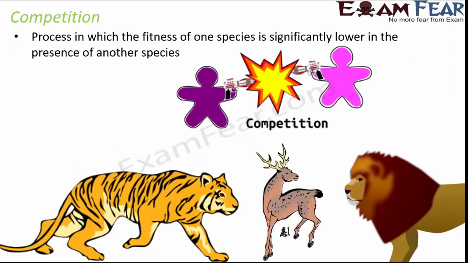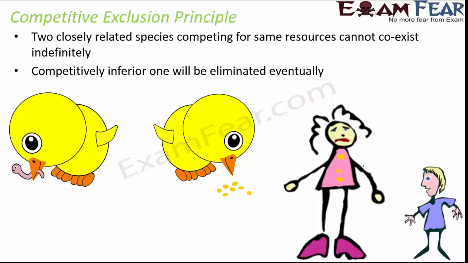Next is competition, a process in which the fitness of one species is significantly lower in the presence of another species. So sometimes, for the same resource, two organisms are competing with each other. So who will win? Obviously the fitter species would win. So here comes the competitive exclusion principle, which states that two closely related species competing for the same resources cannot coexist indefinitely. So over a period of time, the inferior one will be eliminated.